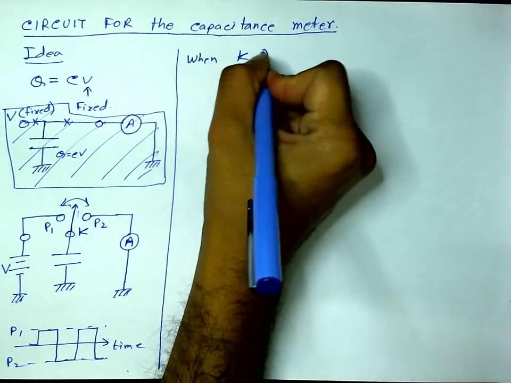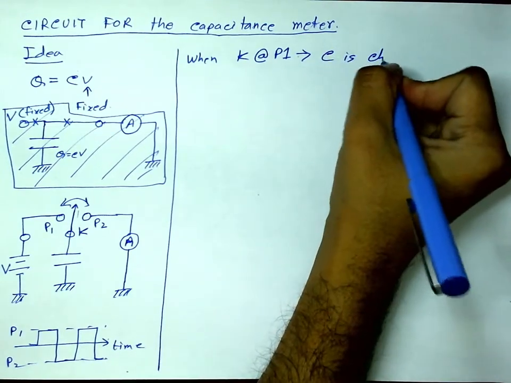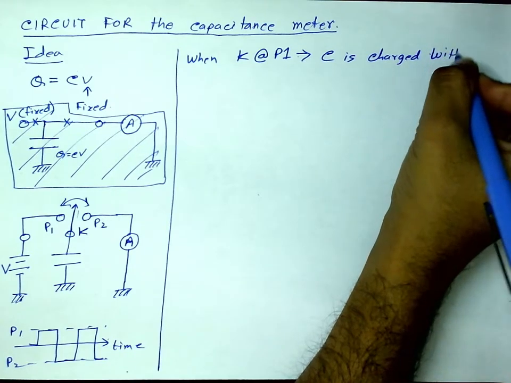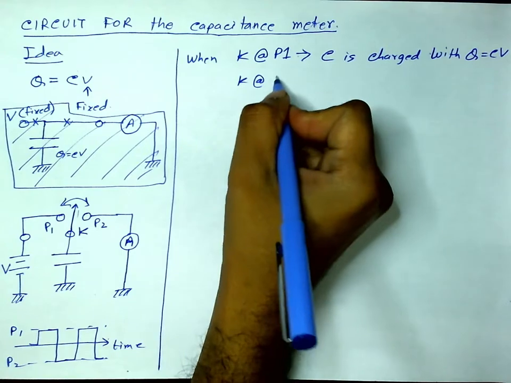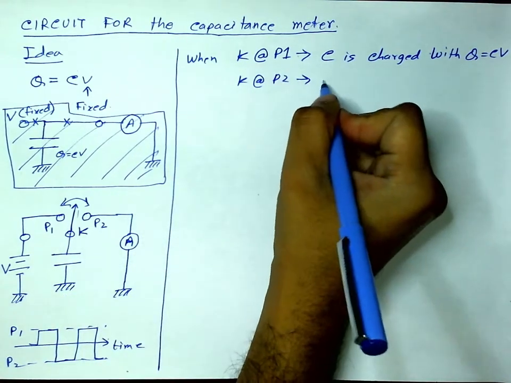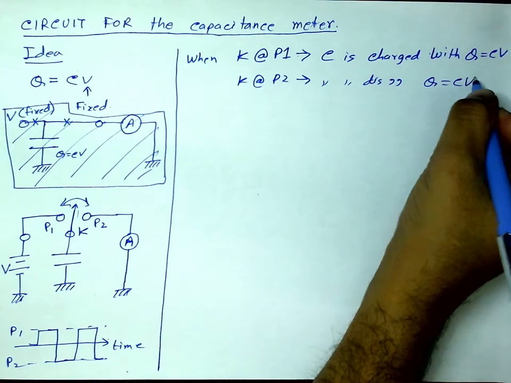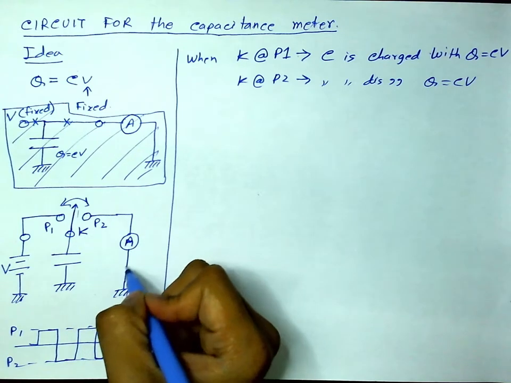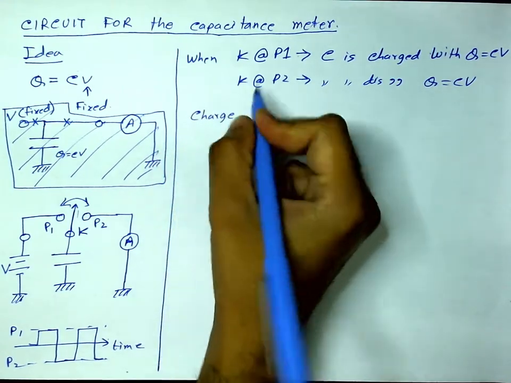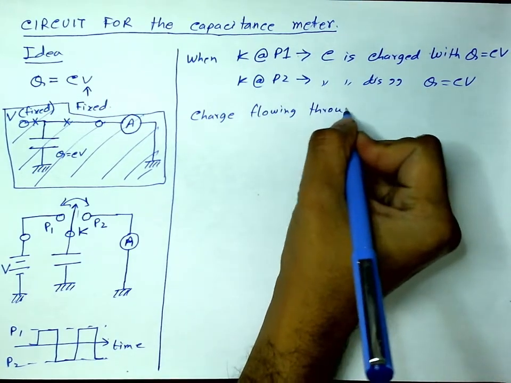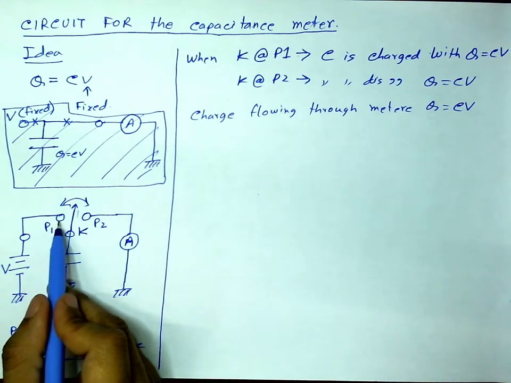When key K is at P1, the capacitor C is charged with Q equal to CV. Then when K is at P2, the capacitor is discharged, and it discharges the amount of charge which is equal to CV. This entire charge will go to the ground through this meter. So the charge flowing through the meter will definitely be this Q, which is equal to CV, and once again I will get it charged and then discharged through the meter.